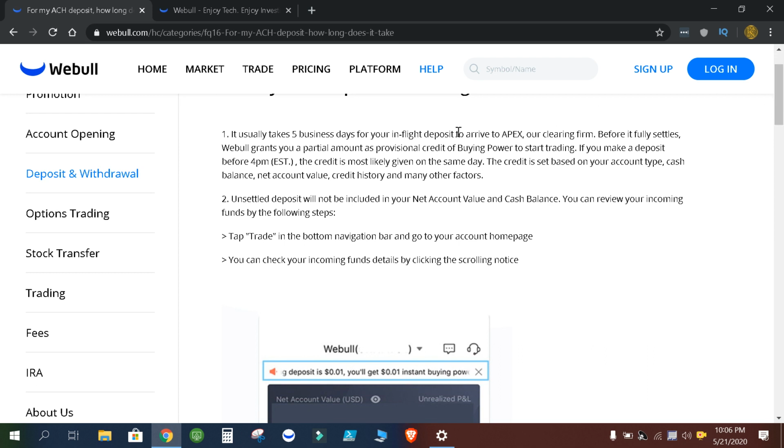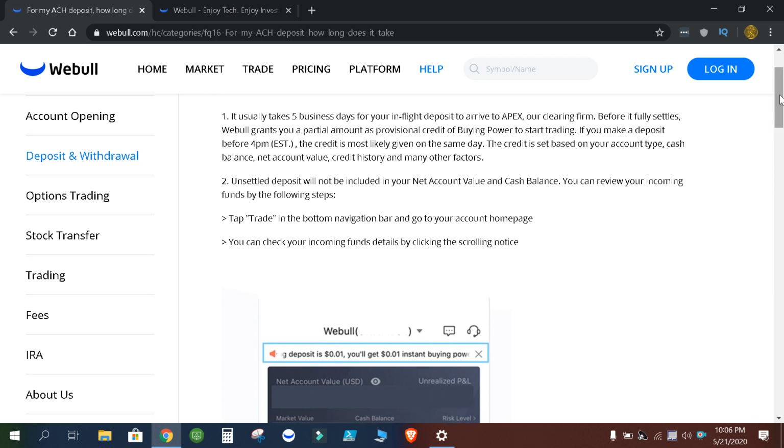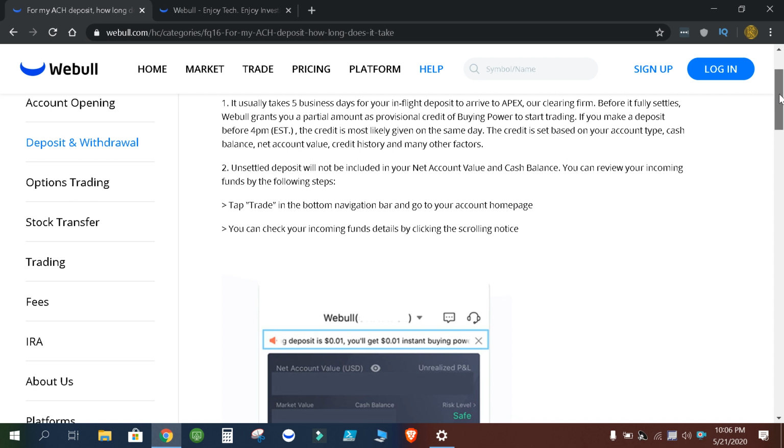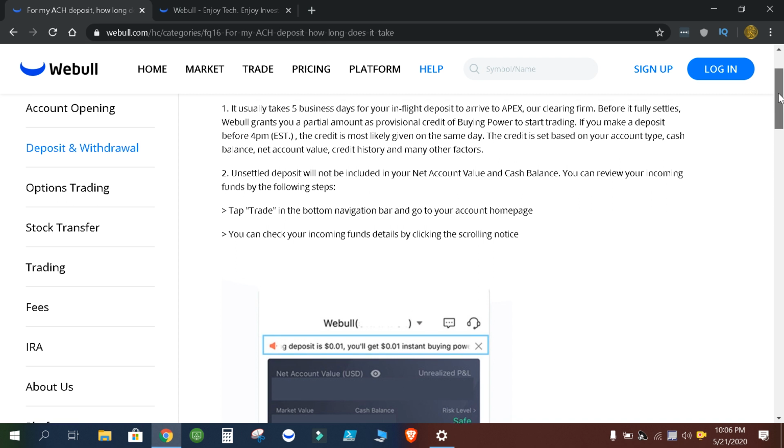So it hits their Apex clearing firm within 2 to 3 days, but they say wait for it to fully settle. I just think that basically means they're waiting to make sure that the sending bank doesn't come back and say that the money actually isn't in the account for whatever reason. They do give you an immediate deposit amount, which I think is really cool. Even before the money settles, the moment that you hit the deposit, it will grant you a partial amount.